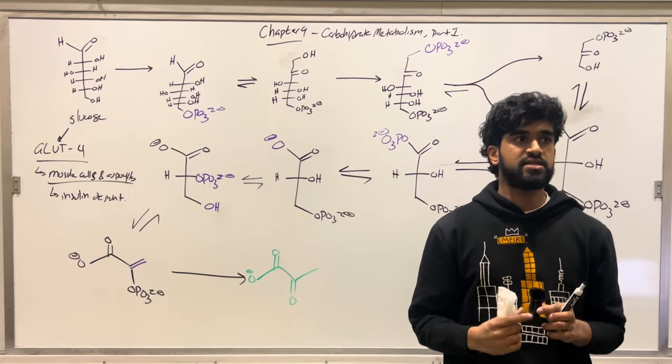But the way the book shows it is that you have NAD. You make NADH, NH plus, and you put in CoASH, which is just coenzyme A. And you release a CO2. And you get acetyl-CoA.